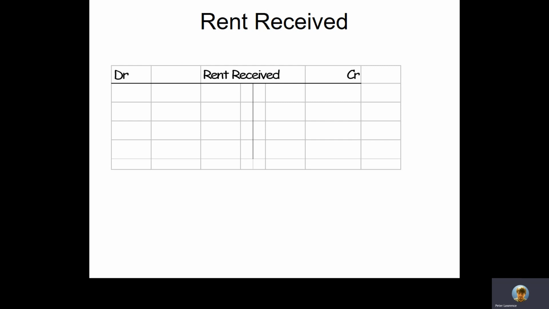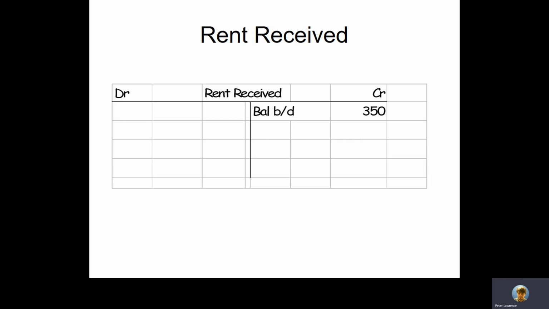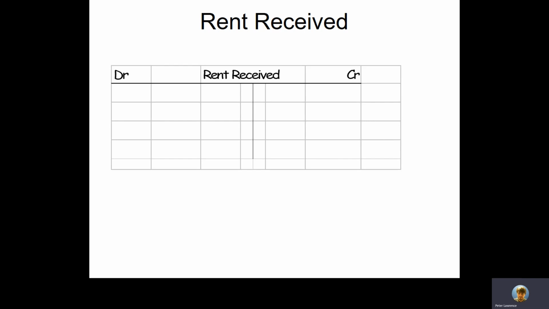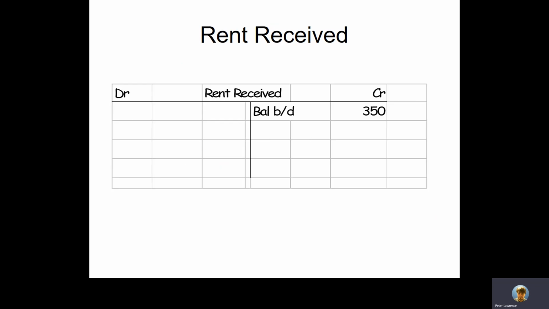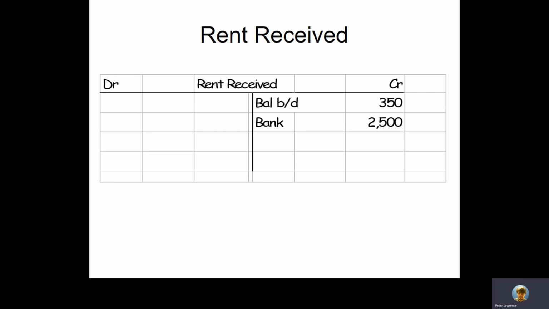So putting that into an account, we're going to bring down the balance of $350 onto the credit. And that's because they paid us in advance on the 1st of January 2020. So they're going to use that this year, or we're going to have to give them the product this year. So because it's an income account, it goes on the credit. We then receive 2,500 into the bank. So we would debit the bank, we will credit the rent received account.